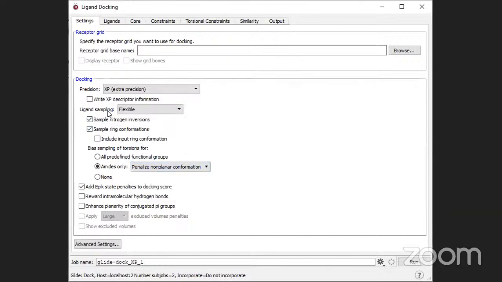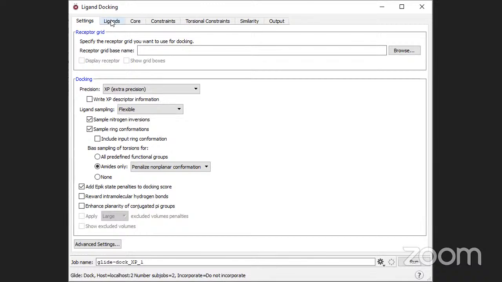Then here you can see ligand sampling, flexible or rigid. Most of the time, our ligand will be flexible in nature. The protein might be rigid. Alternatively, we can change that option, ligand sampling, whether it may be flexible or rigid. These settings are for selecting the grid and the type of docking, the type of precision we want to use.